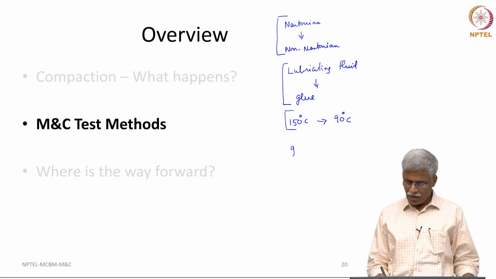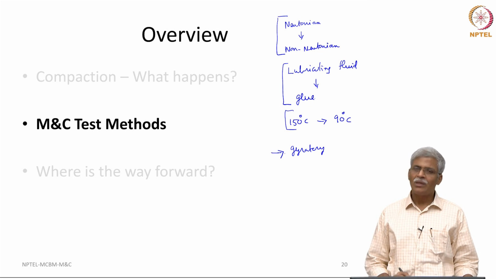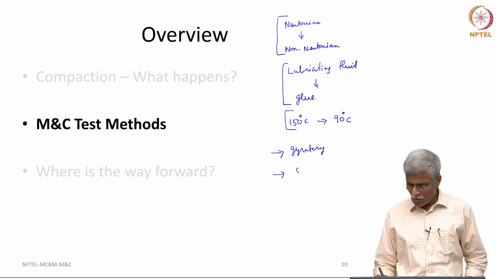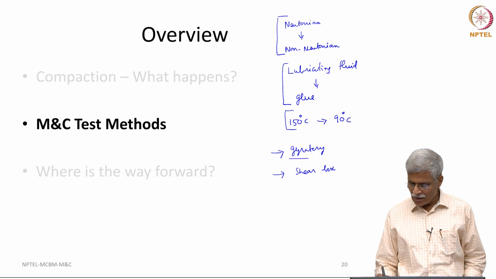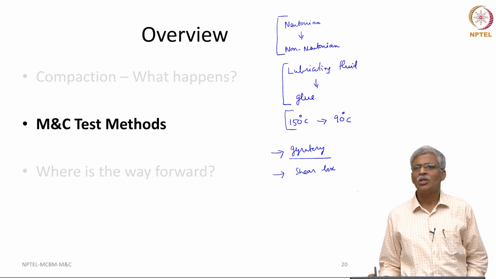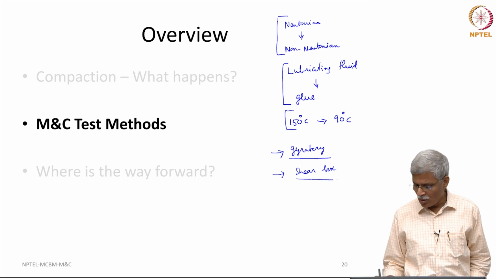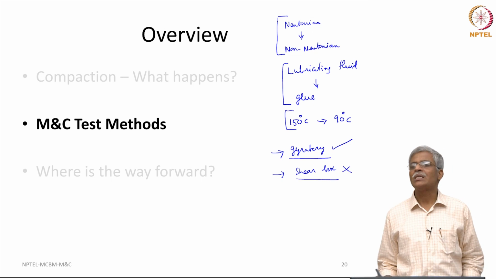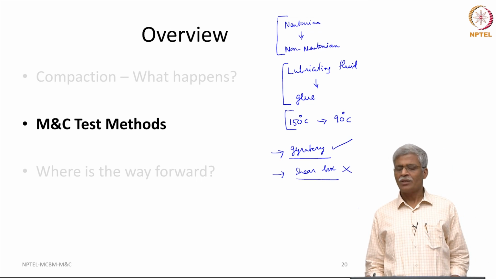In the laboratory there are many types of compactors available. The default standard for Superpave is gyratory. We also have a shear box compactor, and there are some issues related to gyratory as far as the non-uniform density distribution is concerned, which is not seen in the shear box. Of course, this is a mix design tool, but the shear box is not really a mix design tool. So, we need to understand all these things, right.